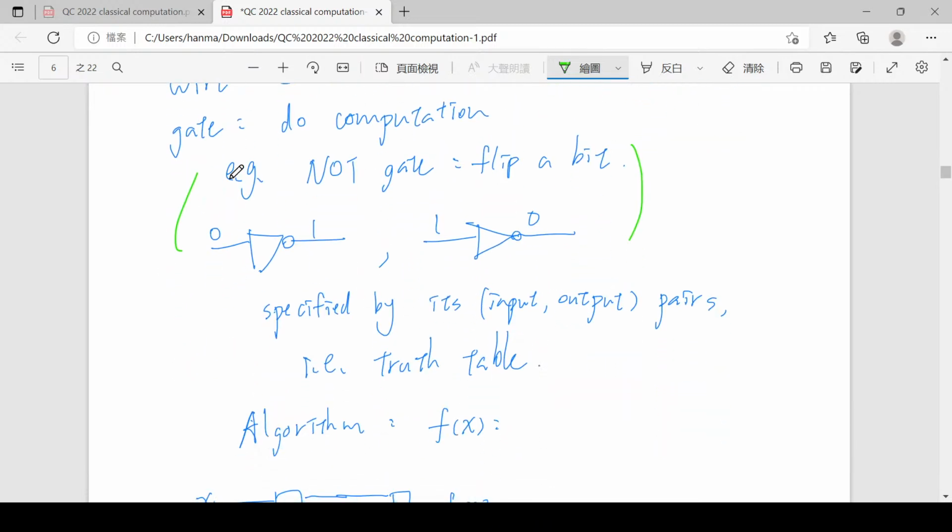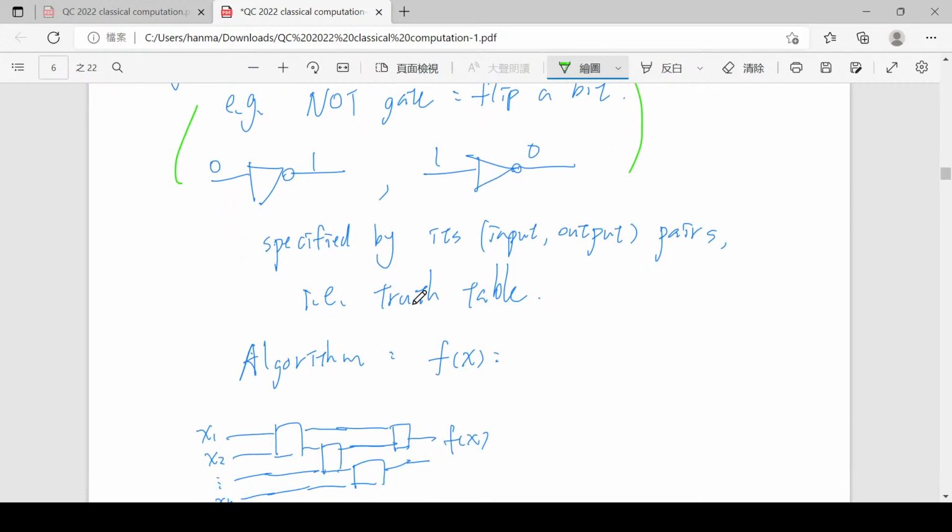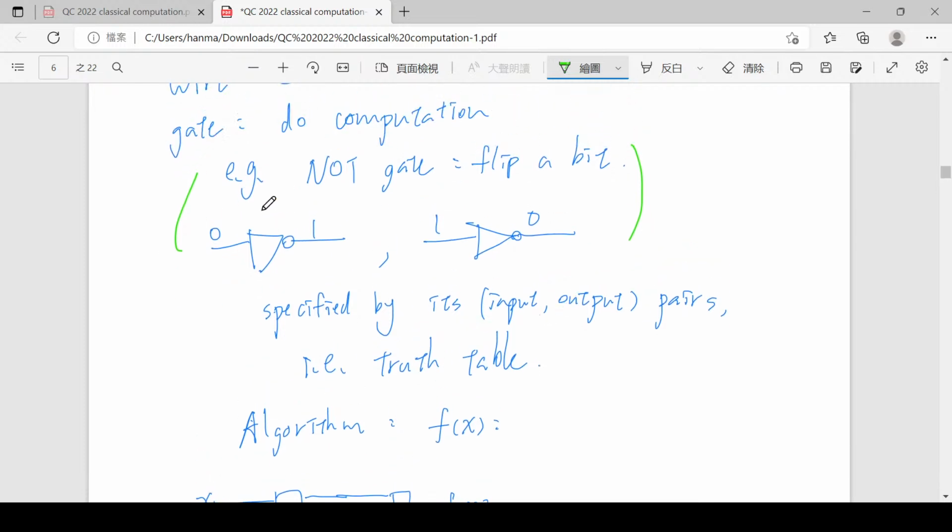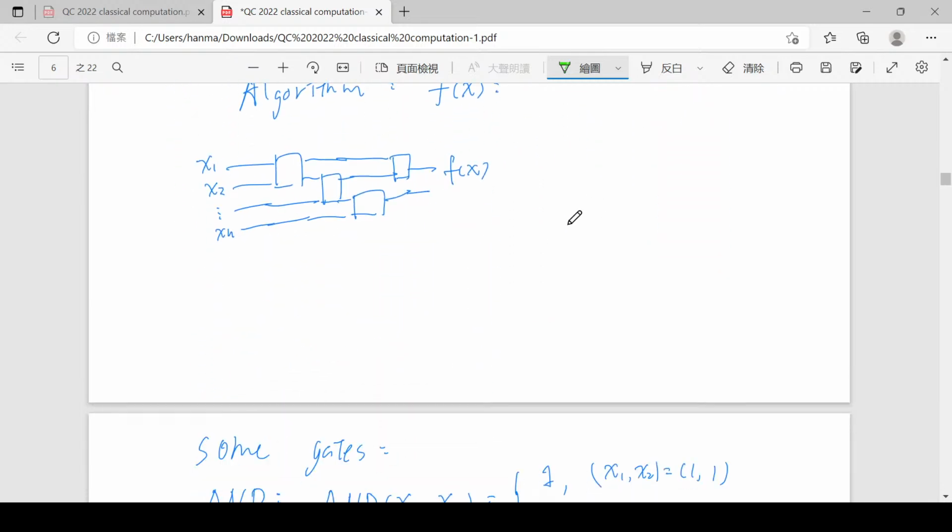And more generally, a gate is specified by the input-output pairs in the truth table. So all the possible inputs and what output it will give you. So for example, here we already have the truth table of the NOT gate. Because it only has 1-bit input, we see the input bit is 0, output is 1, input is 1, output is 0. So that's all the possibilities. Okay.